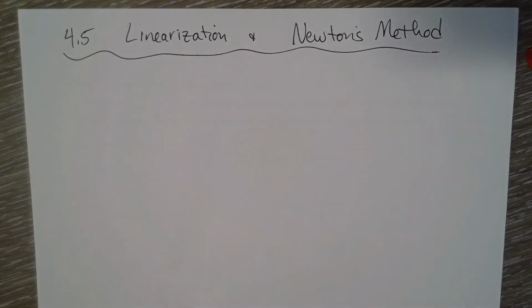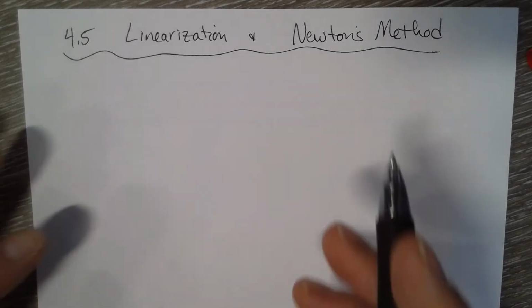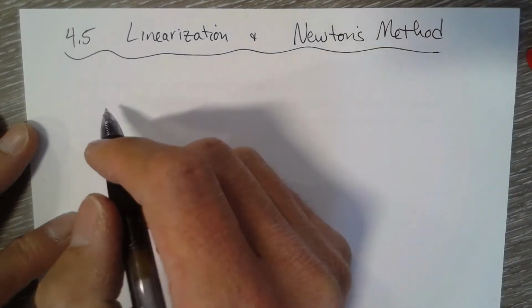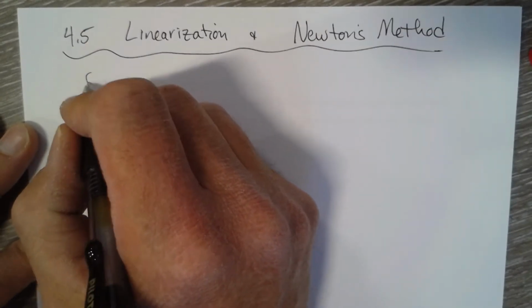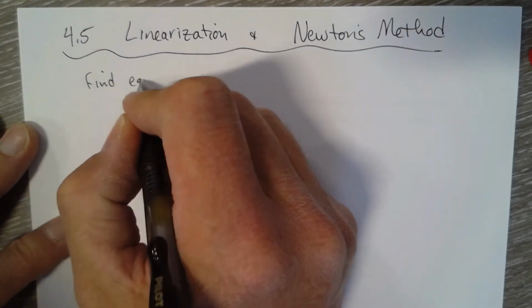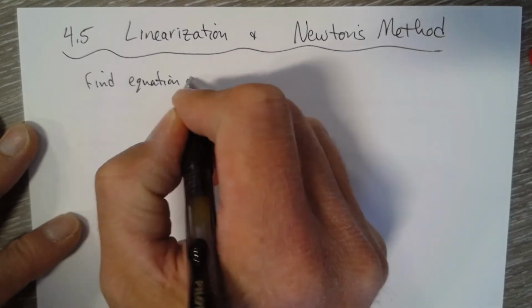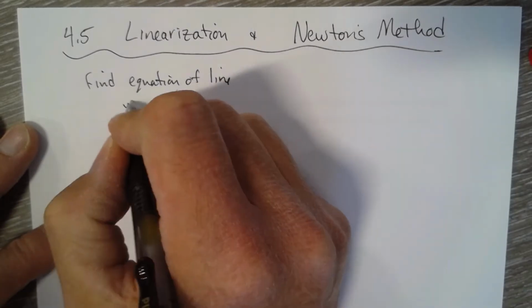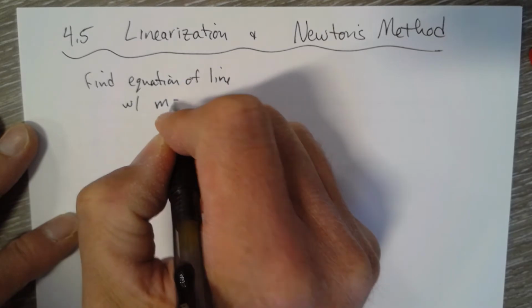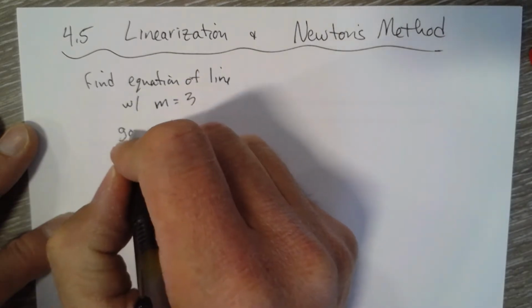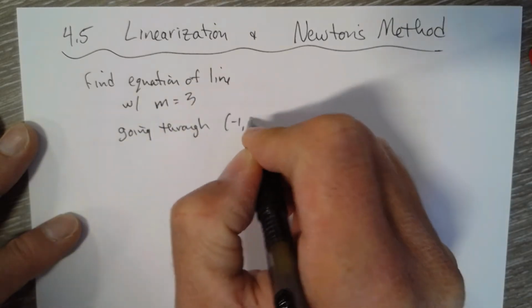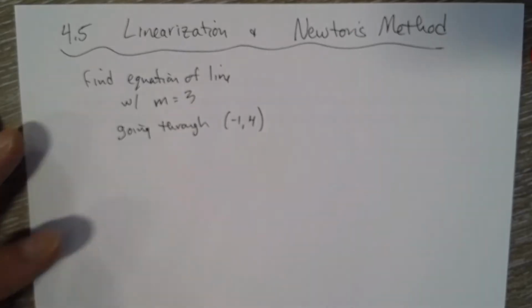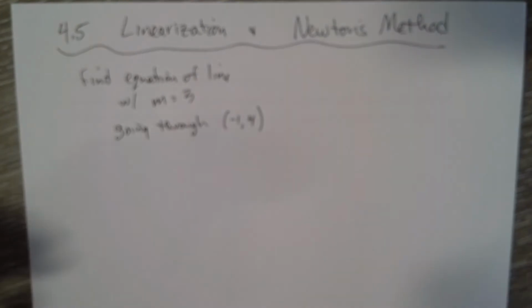4.5 linearization and Newton's method. I'm going to start by just asking an algebra question. If you were asked to find the equation of a line with slope of 3 going through (-1, 4), I think we'd all use the slope-intercept form.